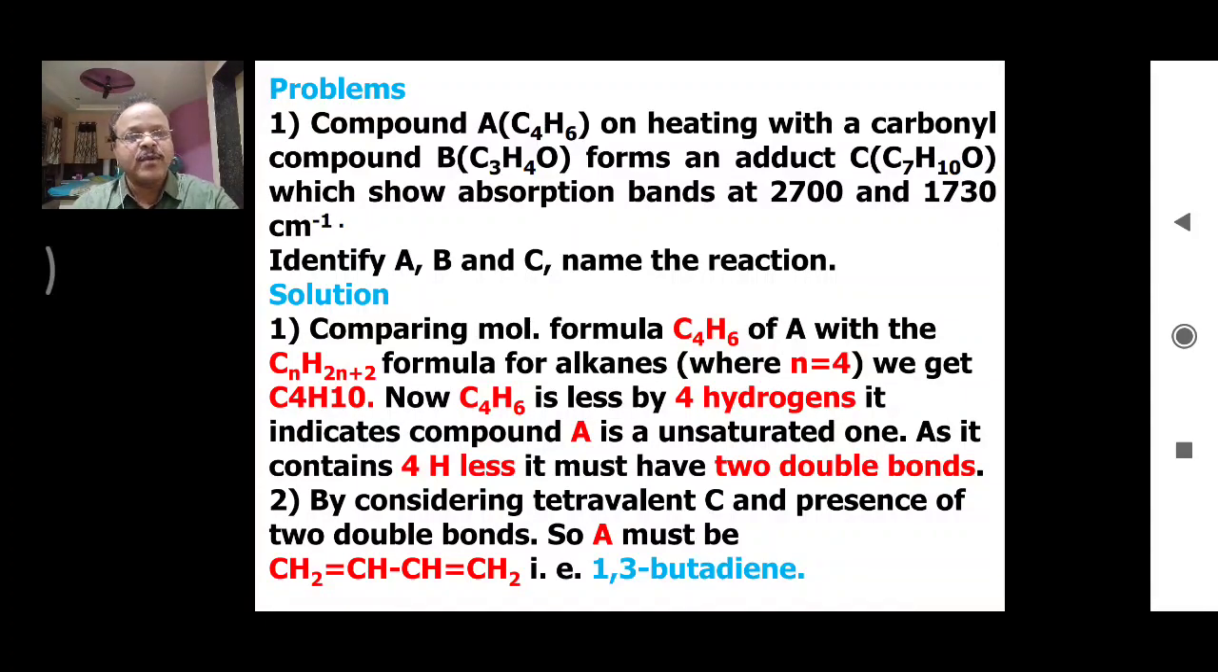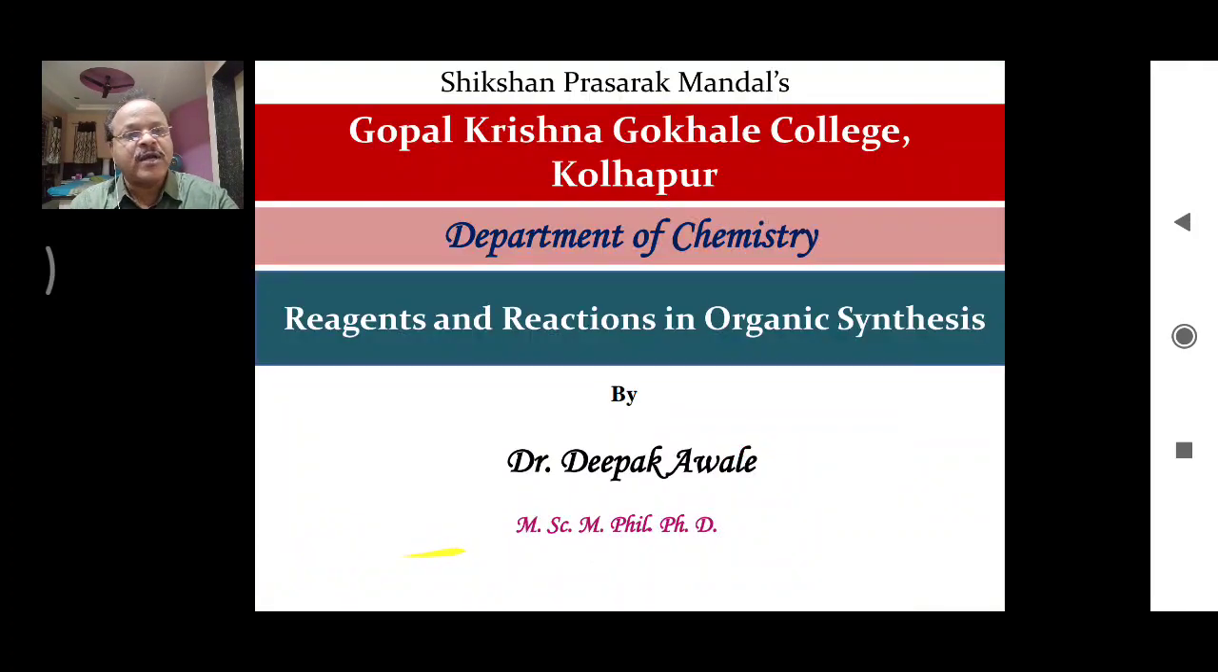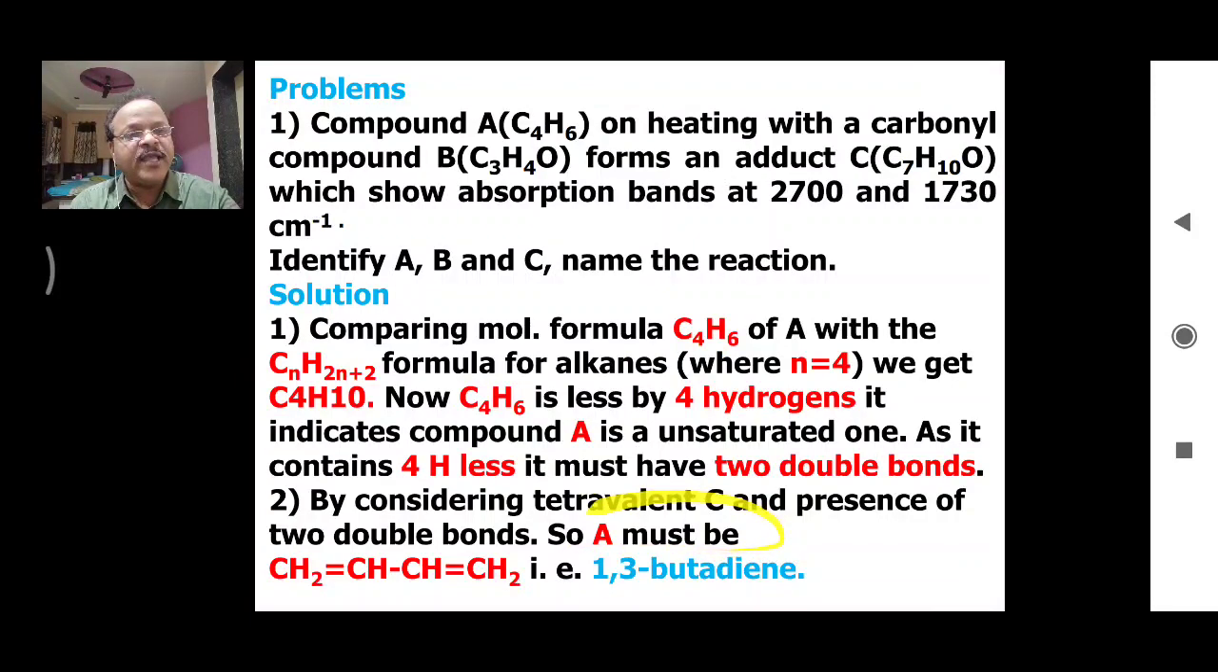Now point number 2: by considering tetravalency of carbon, which means carbon forms only 4 bonds, and the presence of 2 double bonds, compound A can be given this structure. The name of this compound is 1,3-butadiene, CH2=CH-CH=CH2. This is how we arrive at the structure of compound A, which is nothing but 1,3-butadiene.